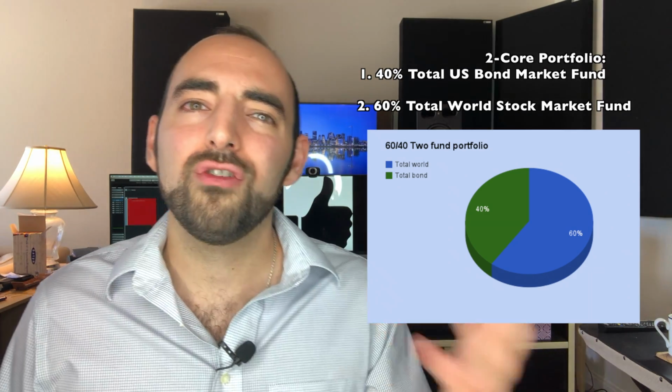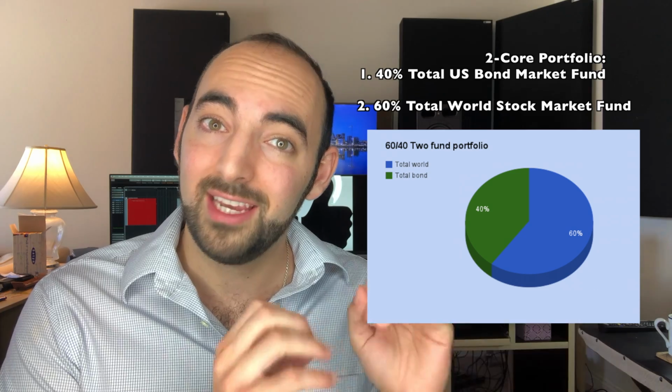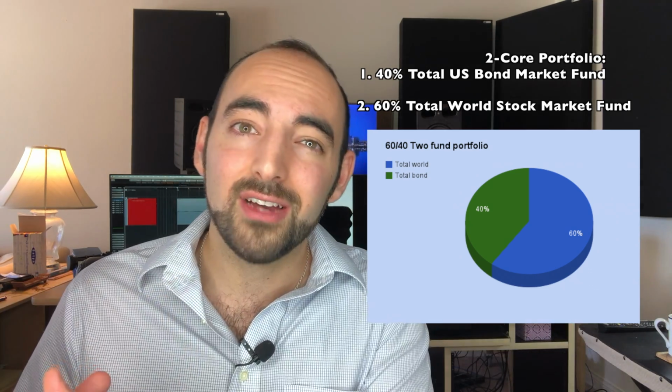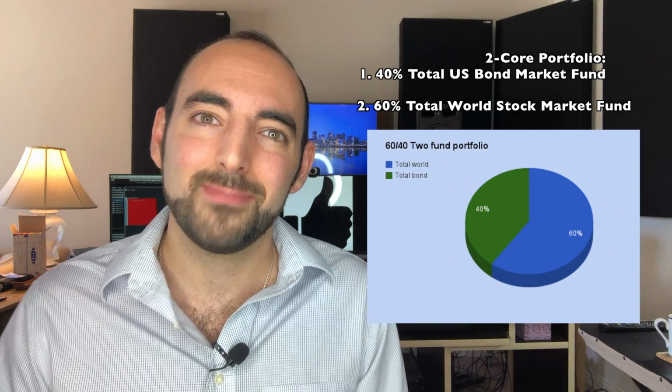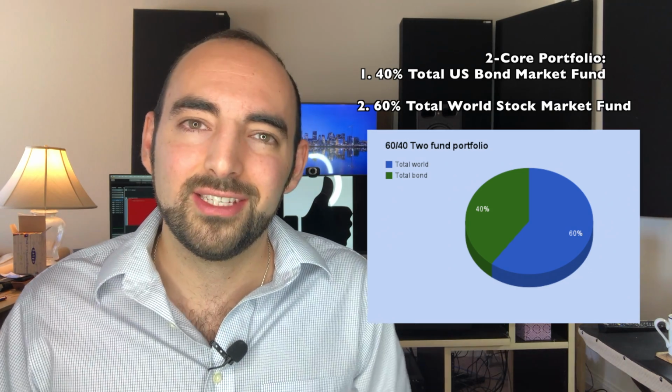market. So if you have $100,000 that you want to invest, you put $60,000 into the world market index fund and $40,000 into the total US bond market index fund. It's that easy. You just buy 2 funds and you set it and forget it.